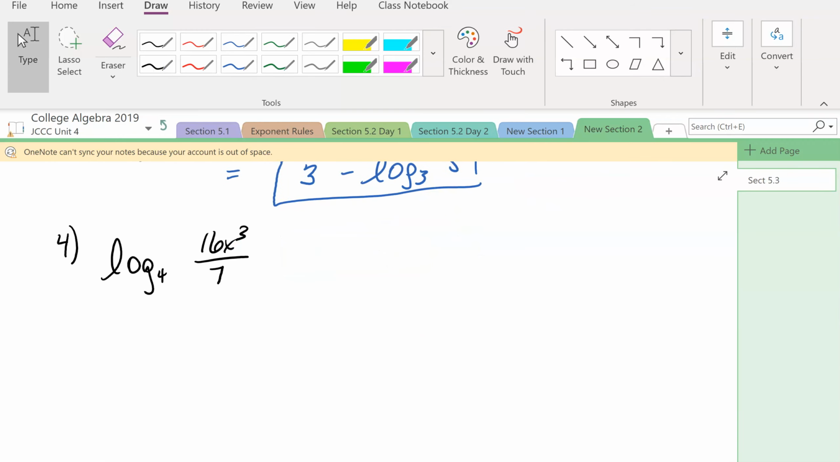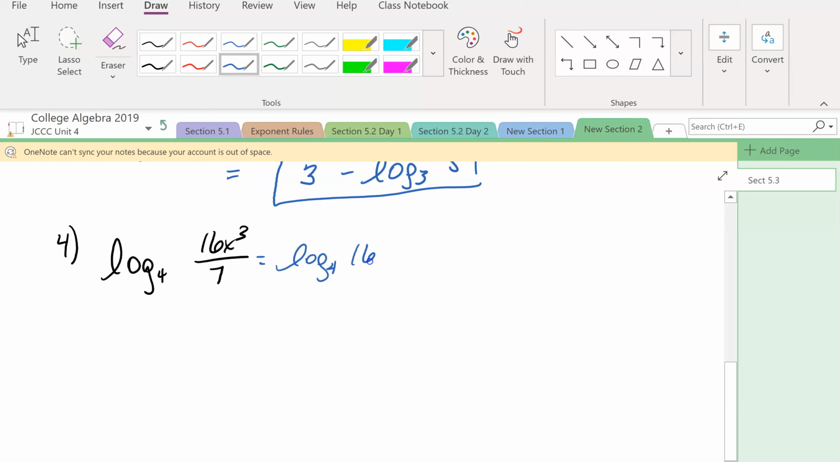It is really important that when you're writing these problems that the log is clearly on the side of the argument. It's not in the numerator, it's not in the denominator, it's clearly on the side, and you're not using slanted fraction bars. This one has multiple things going on. So what we need to do first is take care of the division by doing a subtraction. So we're going to do log base 4 of 16x cubed minus log base 4 of 7.